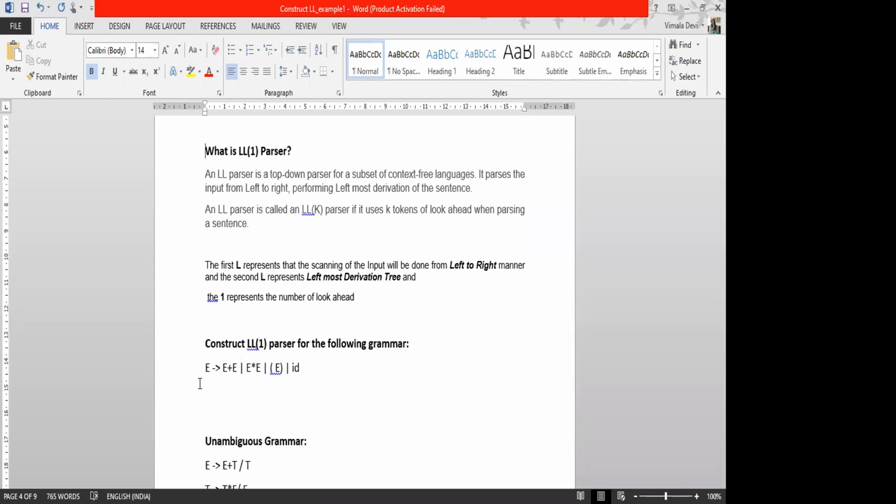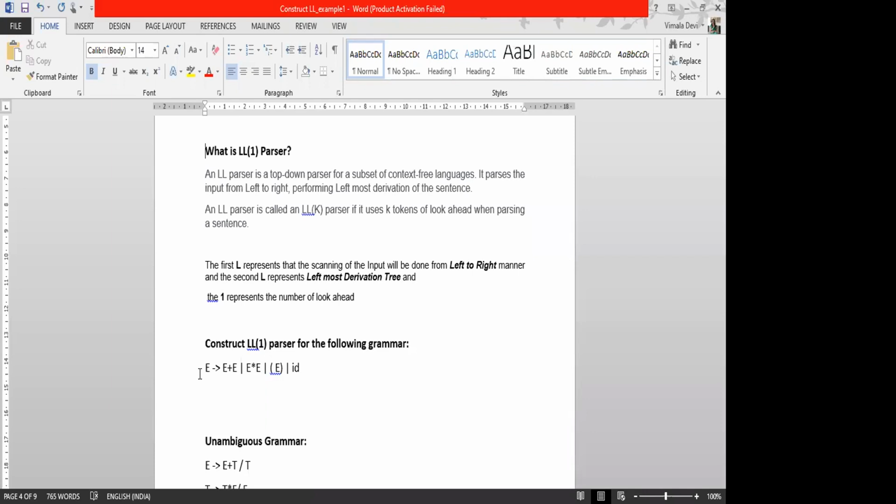LL1 parser is a top-down parser. This parser is able to operate on a good number of context-free languages. Why context-free languages in syntax analysis? Because context-free languages are able to define the syntactical structure of the languages. They can define how an expression should be, how an if statement of a language must be, what the syntax is for a while loop, and what the syntax is for a for loop. So in general, context-free language is suitable for defining the syntax of programming languages.